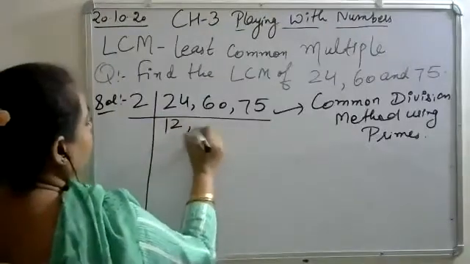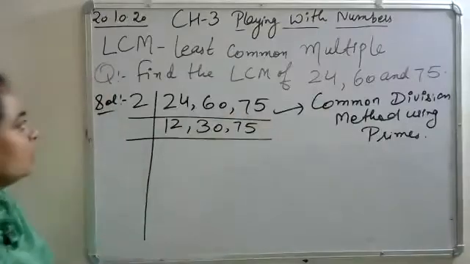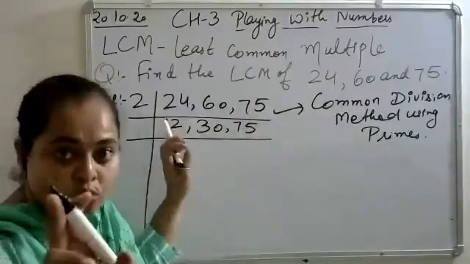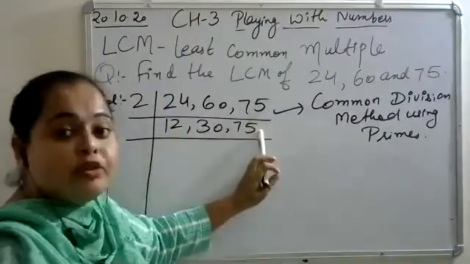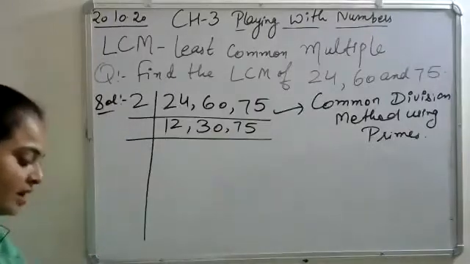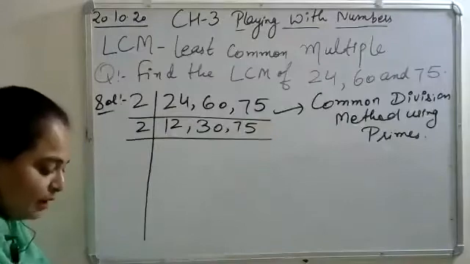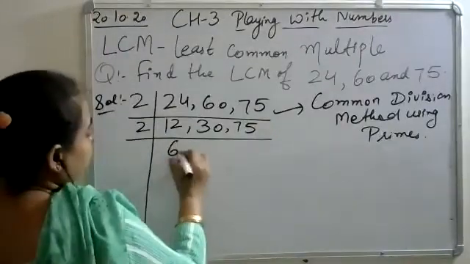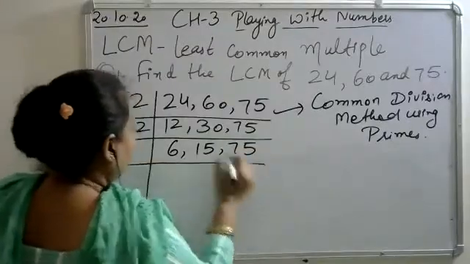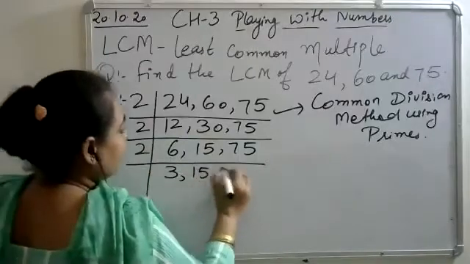12, 30, 75. 75 is not divisible by 2, so 75 you will continue as it is. After that, again division by 2. 6, 15, 75. Again division by 2. 3, 15, 75.